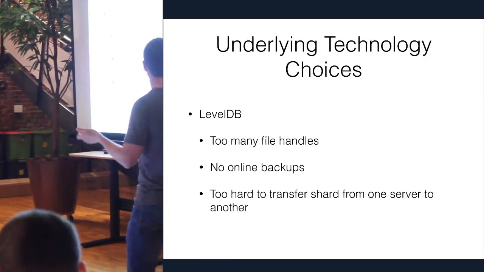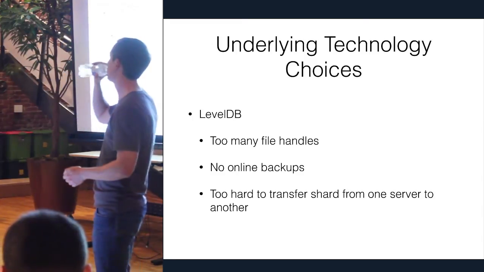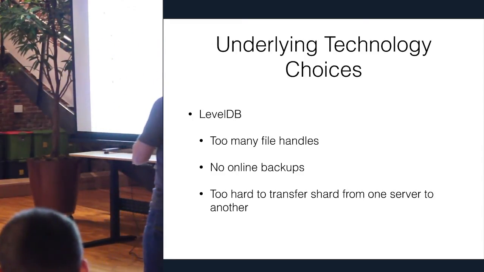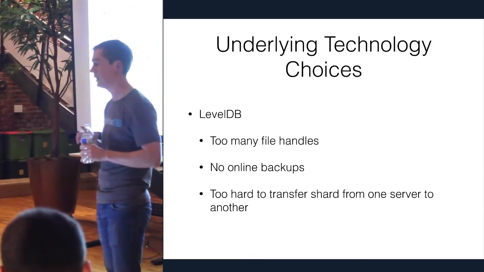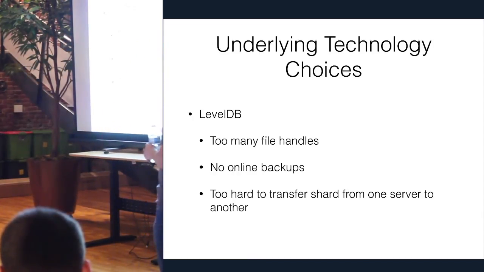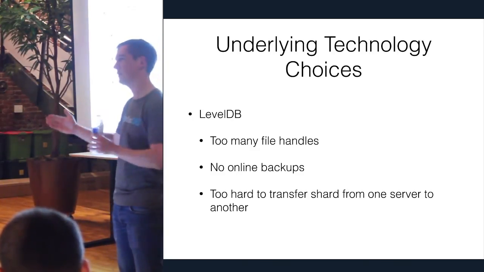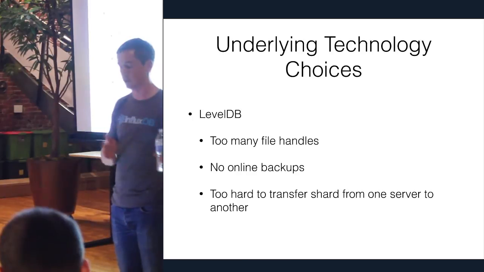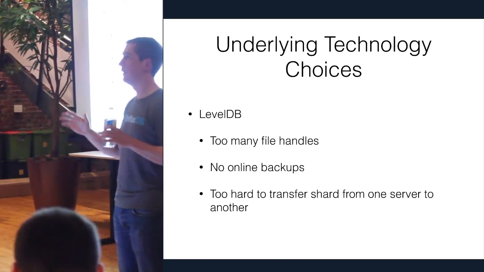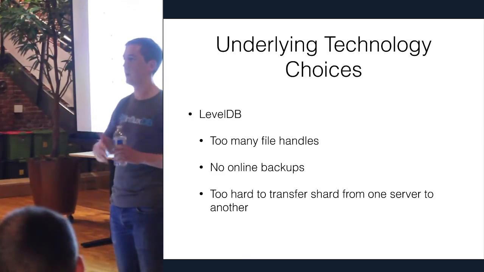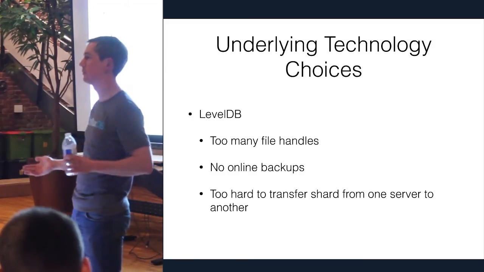Another technology choice we made early on was to use LevelDB as the storage engine. There were two really big deal breakers for us with LevelDB. The first was it opens too many file handles. Under the covers, we actually have many databases open to represent different contiguous blocks of time. And we do that so that we can evict data efficiently when it comes time to evict it. So there's really no way to hack around it. We need to have multiple databases going.